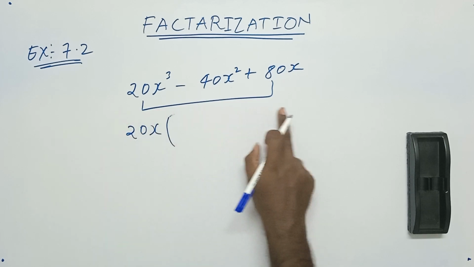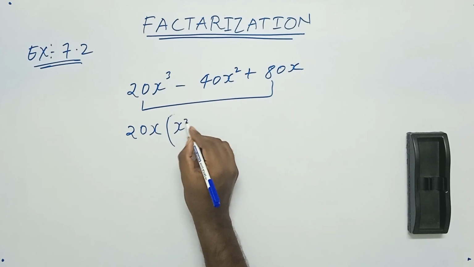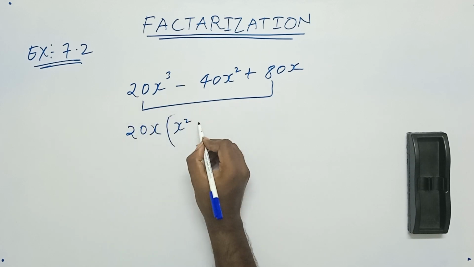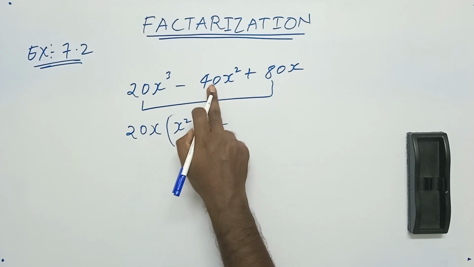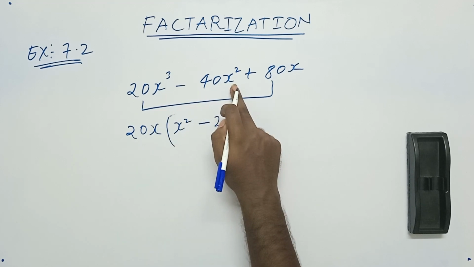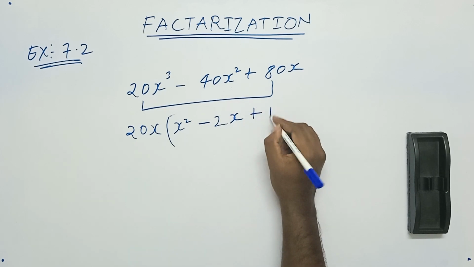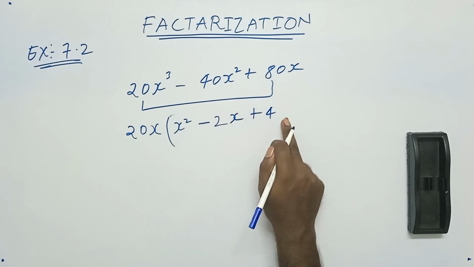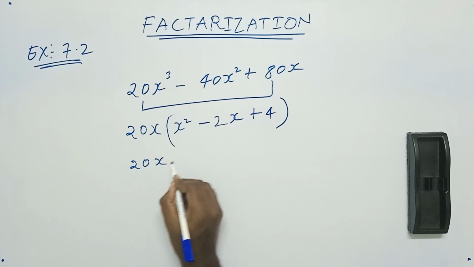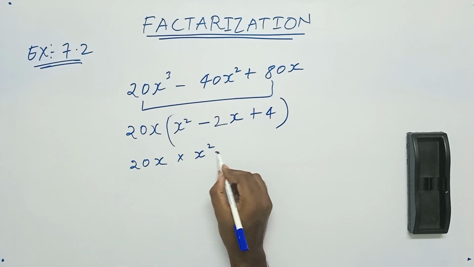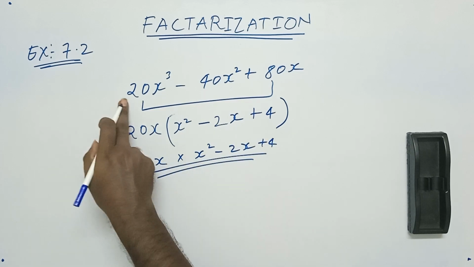So now we are going to divide the whole expression by 20x. So 20x times x square is 20x cube. Then we have a minus sign. We are going to keep the minus sign. 2 20s are 40, right? X into x is x square. So here we have a plus sign. We are going to keep a plus sign. 20 times 4 is 80. X times 1 is x. So we got the product of two factors, which is 20x into x square minus 2x plus 4. So we got the product of two factors of the given expression.